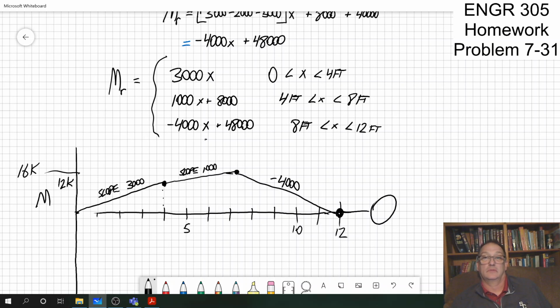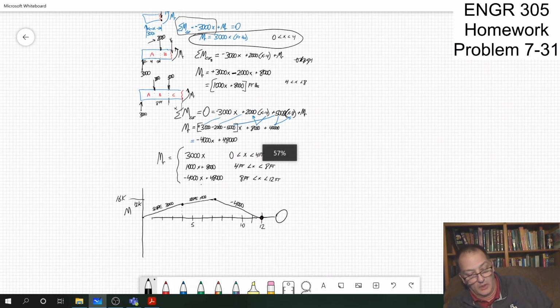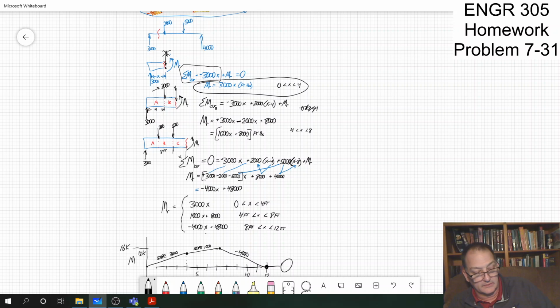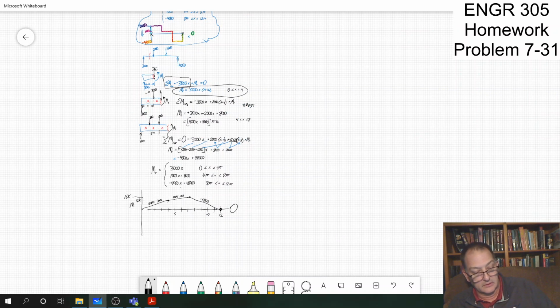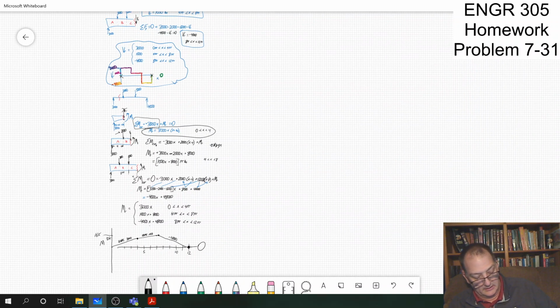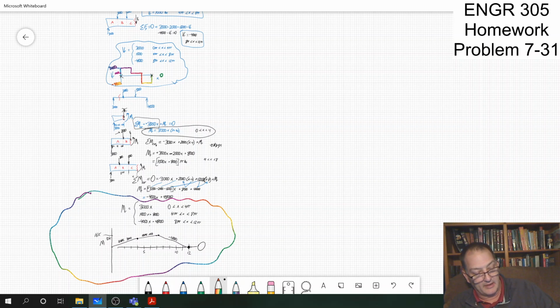That's cool. So if I zoom way out and look at what I did, I've got a solution here, and I got a plot, and then I also did that up here for the shear. So it's all good. It's all done. I hope that makes sense.